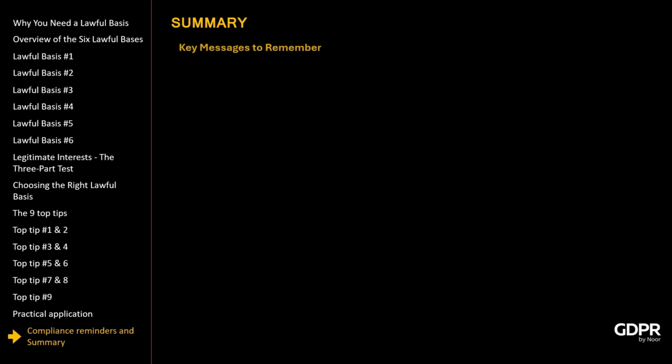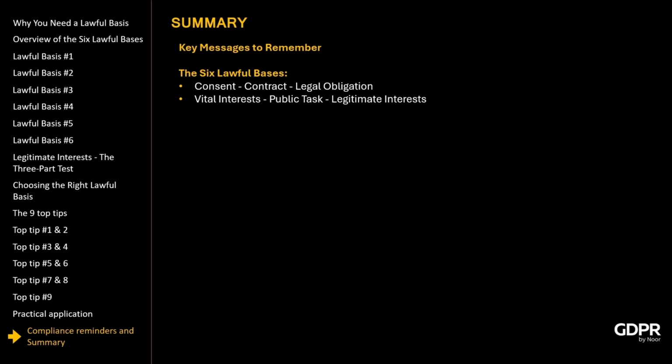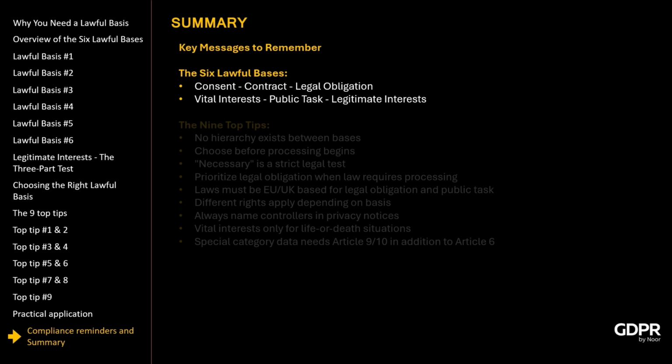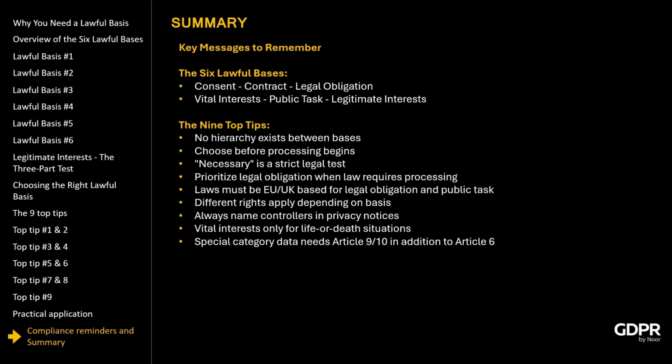We have covered the six lawful bases: consent, contract, legal obligation, vital interest, public task, legitimate interest. We have explored the top tips for applying them correctly. Choose what's appropriate, not what seems safest. Choose your basis before processing begins. You can't change it later without justification. Necessary means more than just useful or convenient. Prioritize legal obligation when law requires processing, and the law must be EU or UK based for legal obligation and public tasks. Foreign laws do not qualify.